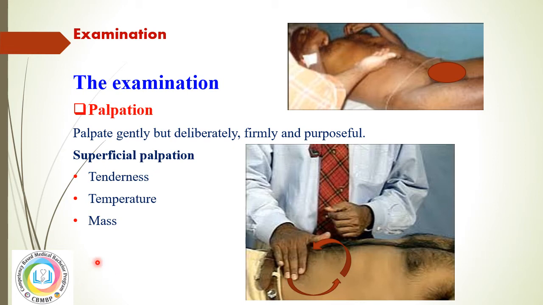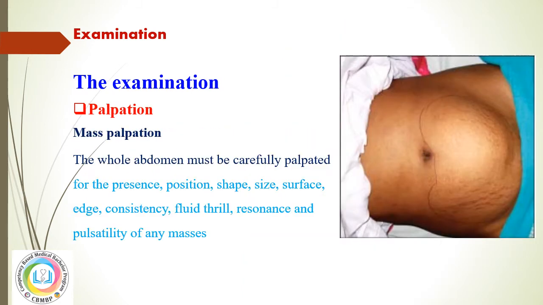Also, during this superficial palpation, we can indicate the presence of a mass in any of the anatomical regions of the abdomen. Palpation, specific palpation for any mass like this mass, the whole abdomen must be carefully palpated for the presence, the position, the shape, the size, the surface, the edges, the consistency of any mass, and for the presence of fluid thrill, and percussed for resonance or dullness, and also palpated to detect if it is pulsatile or not.